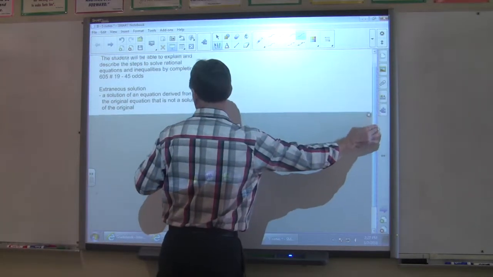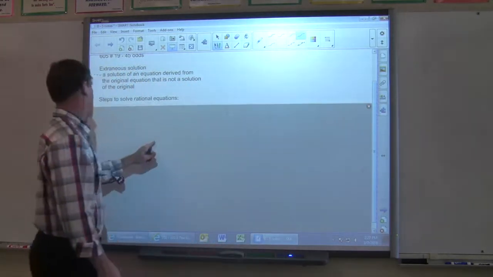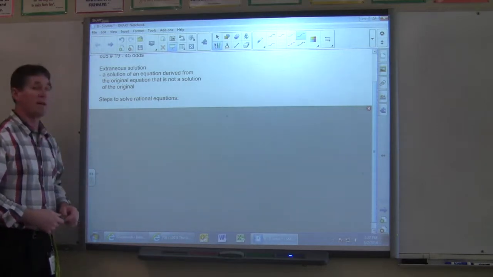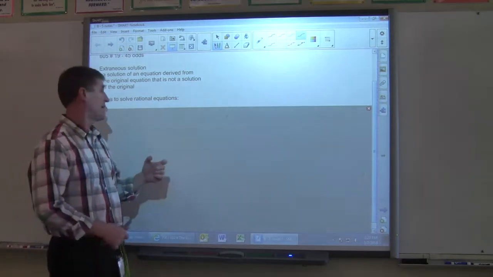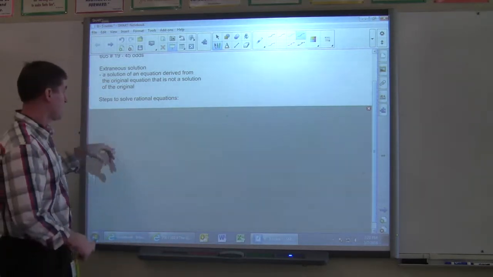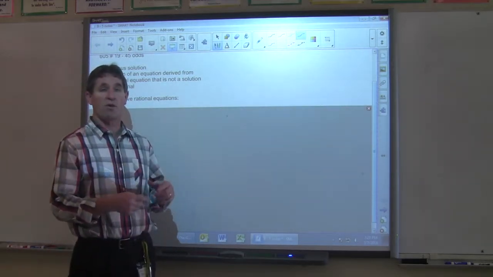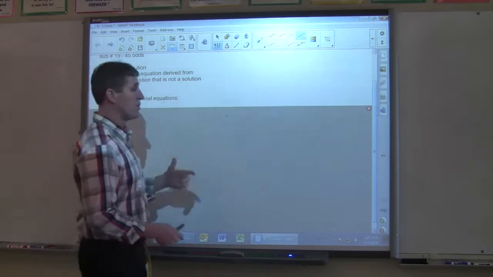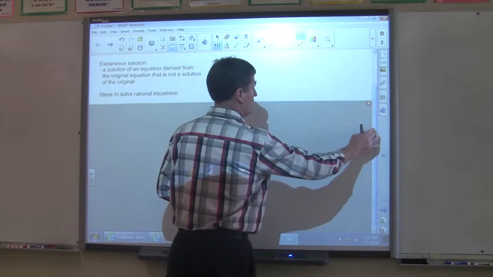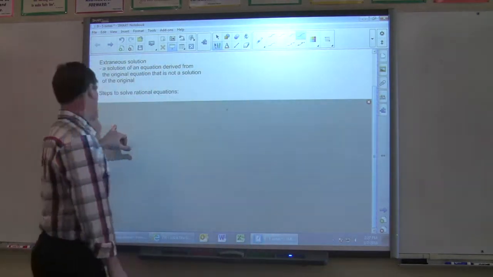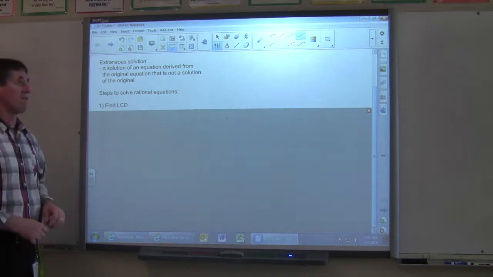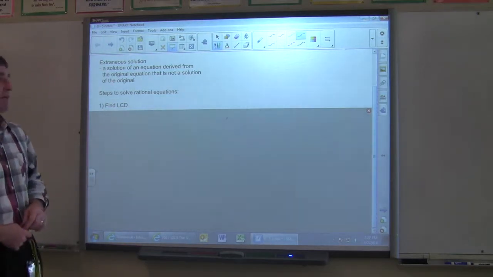So mainly what we're going to be doing today is solving rational equations. So we're doing the same thing, except now we have an equal sign. And so we have a special tool we can use that allows us to solve equations that we couldn't use when we do multiplication, division, addition, subtraction. So the first thing we're going to do is find the least common denominator.